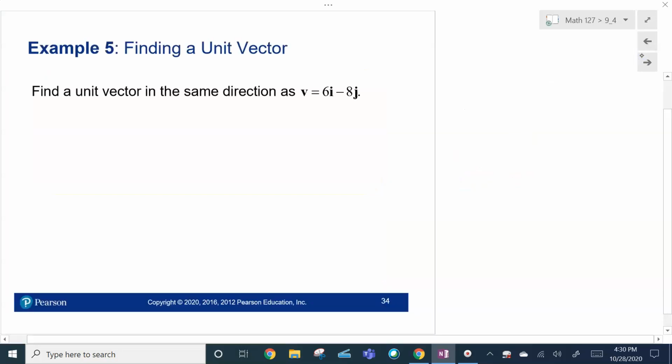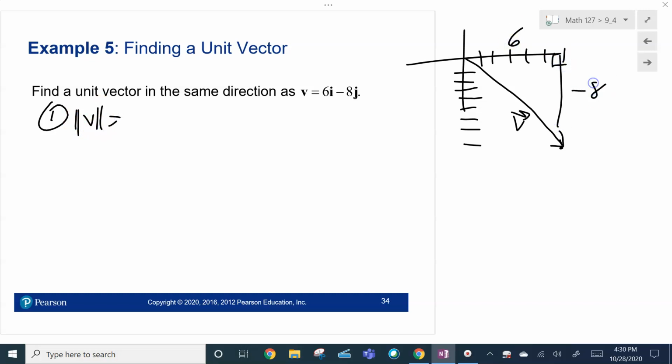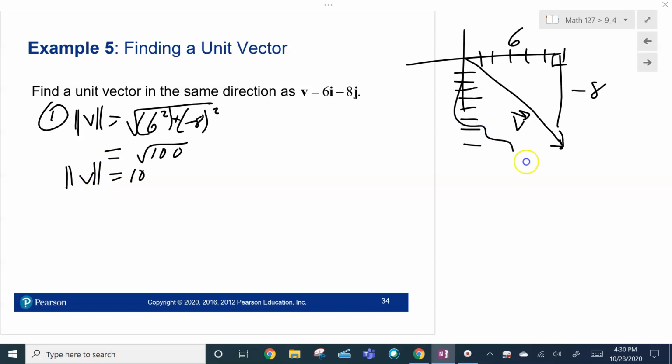So let's find a unit vector in the same direction as this 6i minus 8j. So number one, what we're going to do is we're going to find the magnitude. So the magnitude of this, right, because this thing goes there's our vector v, right? So the magnitude of vector v, 6 goes down, 8, right? So square root of 6 squared plus our vertical component, 36 plus 64 is 100, square root of 100, we got 10. Okay, so right now, this has a length of 10.